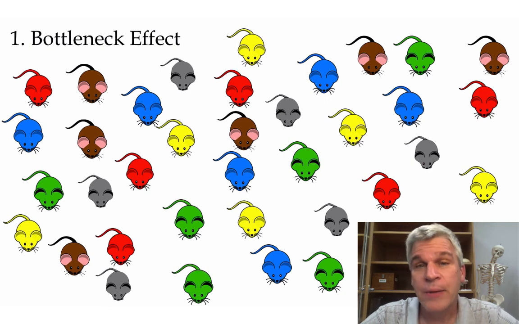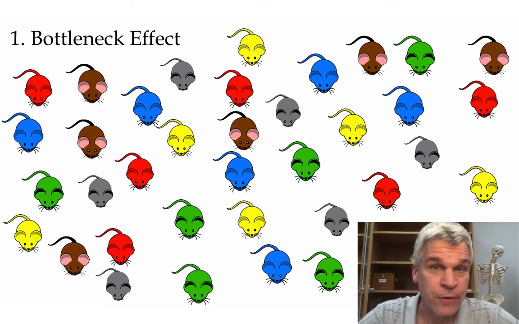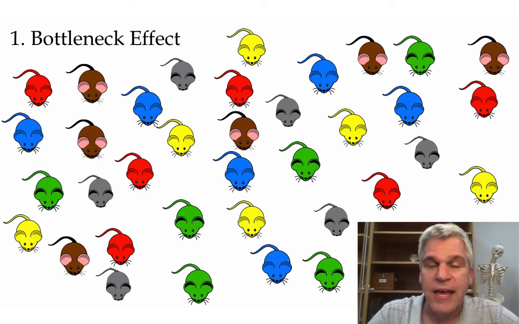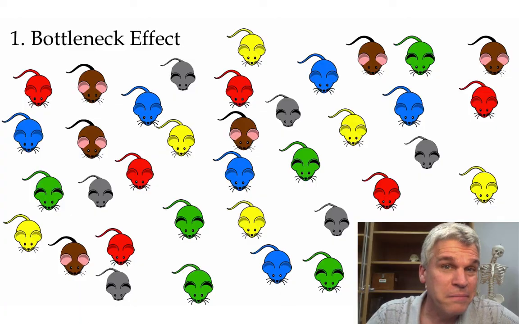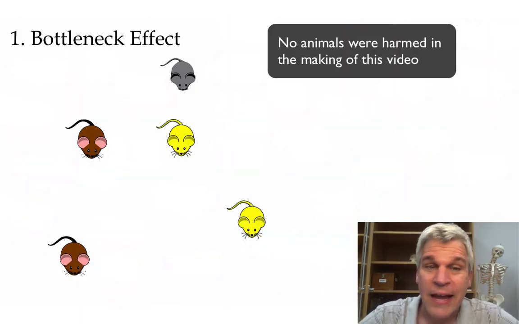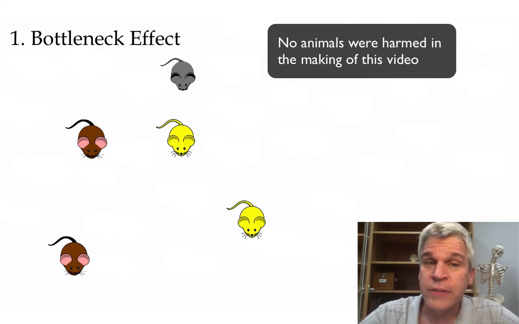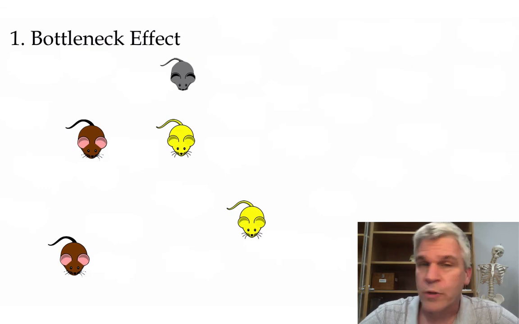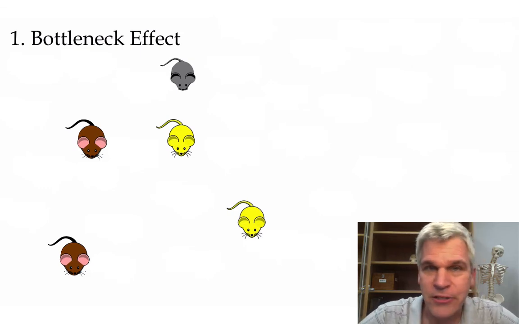So here we have a population of mice, and you see that there's a wide variation in the color of the fur. In a bottleneck effect, there is some sort of catastrophe. And let's say there's a forest fire, and a lot of them don't make it through the forest fire. And now look what happens. The allele frequency has just changed. There's not nearly the variety of mice. Which ones survived, which ones didn't, was not based on any selective pressure. It was just pure chance.